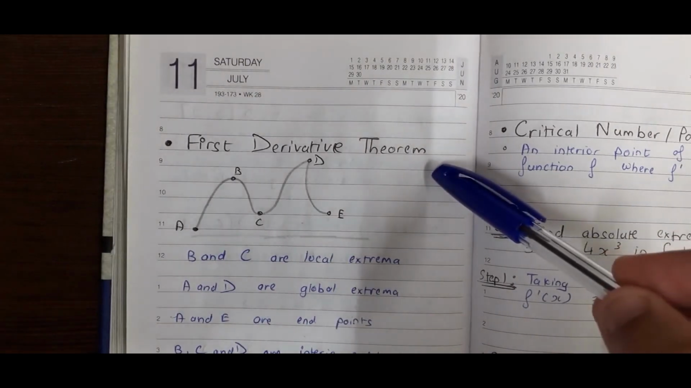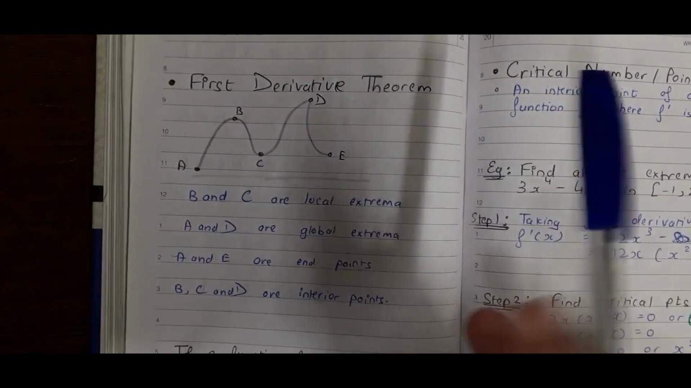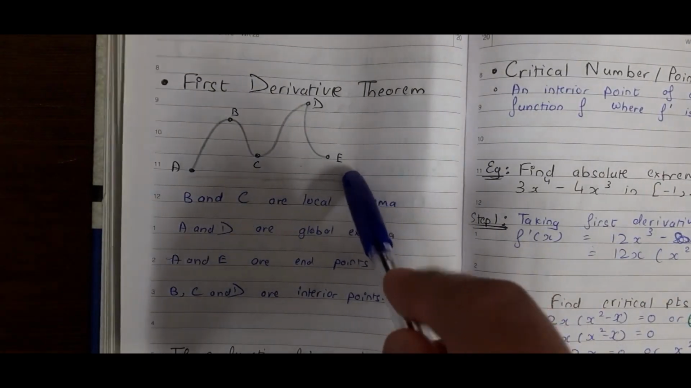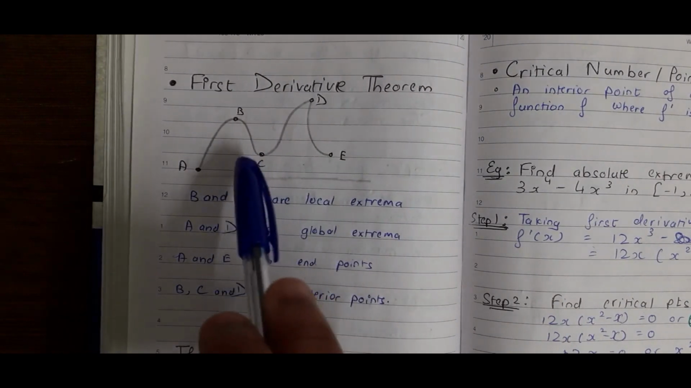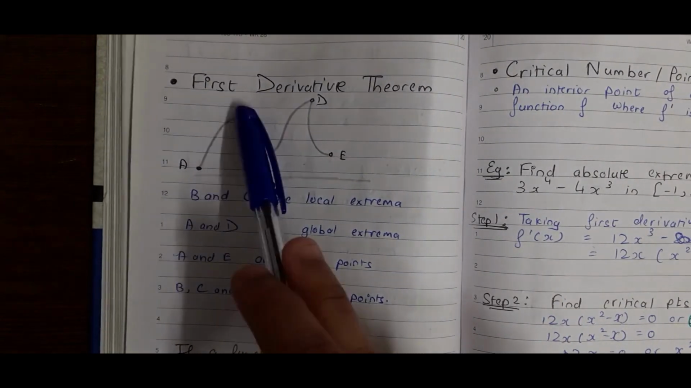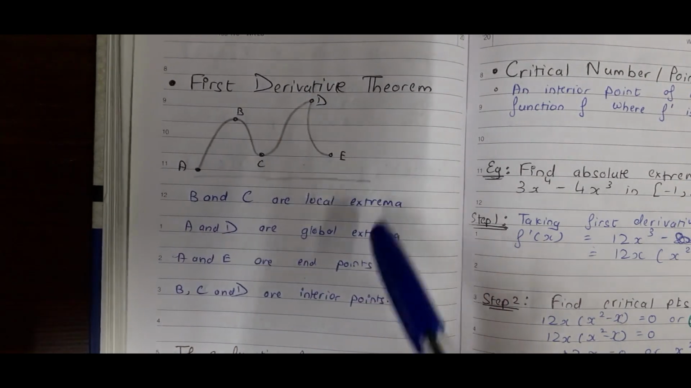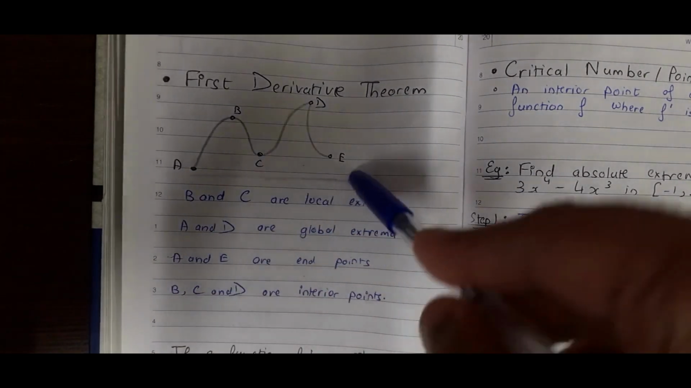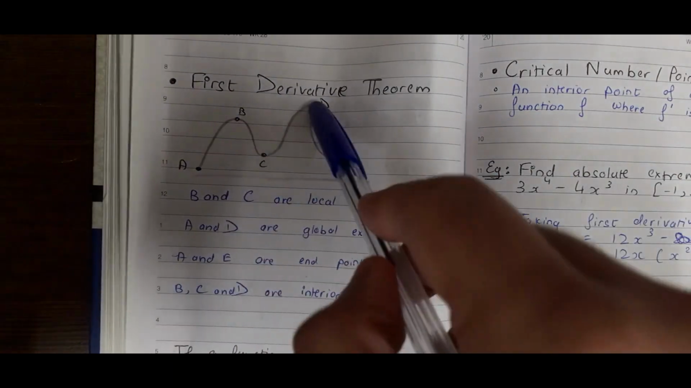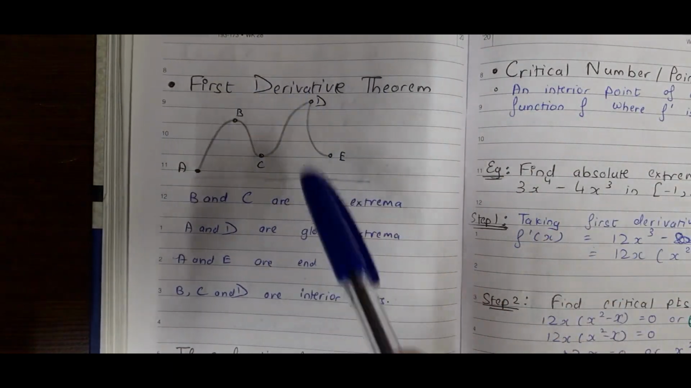Hello, today we'll start with the first derivative theorem. So let us consider a graph of some function f of x which is of this shape. Over here I have marked points a, b, c, d and e. A and e are your end points because they exist at the end of the domain. B, c, d are the interior points as they lie in the domain.